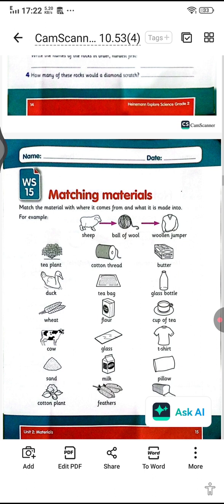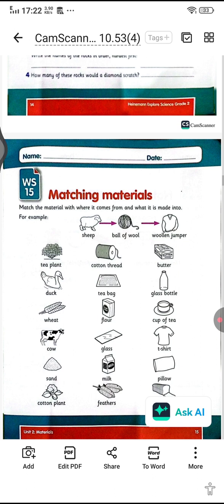For example, sheep is used for a ball of wool, and we make the ball of wool from the wool of sheep, and it is used to make a woolen jumper. Tea plant, tea bags are made, and it is used to make a cup of tea. And duck's feathers, we get a feather from a duck, and it is used to make the pillow. Match duck with feather and then with pillow.